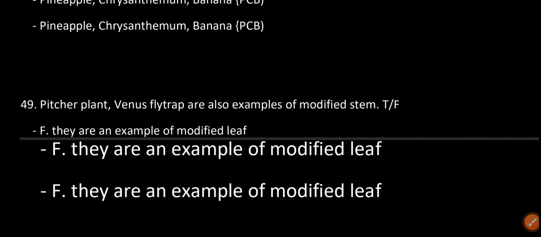Pitcher plant and Venus flytrap are also examples of modified stem. False. They are an example of modified leaf.